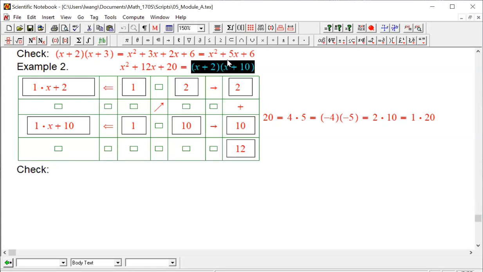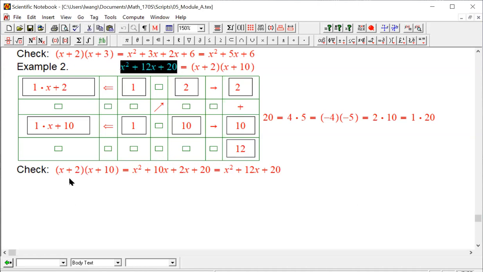To check our work, we take it and we FOIL. We get x squared plus 10x plus 2x plus 20. Combine like terms, we get x squared plus 12x plus 20, which is exactly the same as the original form that was given. So we found our factors. Okay, so let's look at a couple more examples.